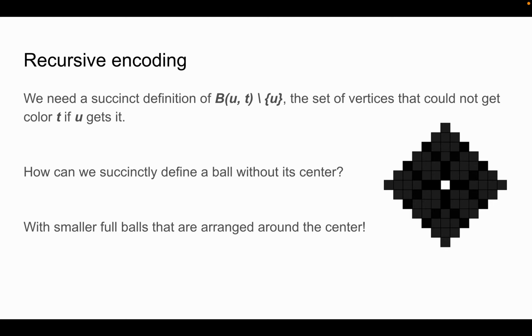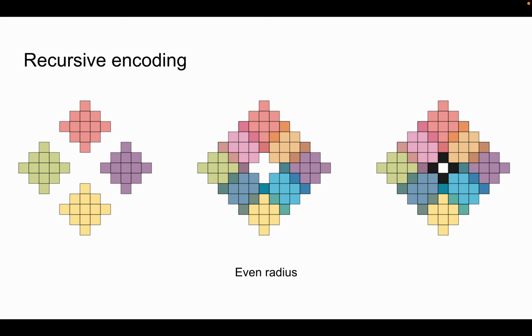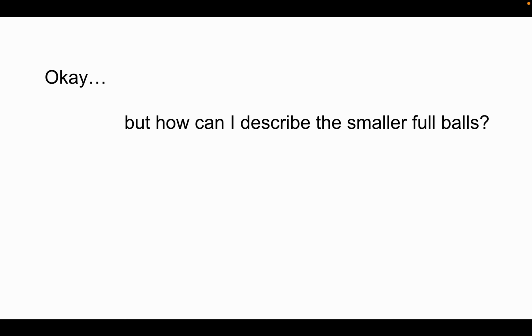How can we succinctly define a ball without its center? The idea is basically by using smaller full balls that are arranged around the center without touching it. In the case of an odd radius, it's not hard to see that we can do this by using at most 8 different balls. In the case of an even radius, 12 balls are enough. Okay, but how can we describe and logically define these smaller full balls?